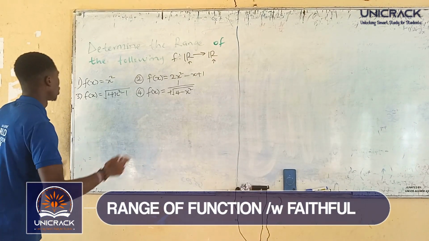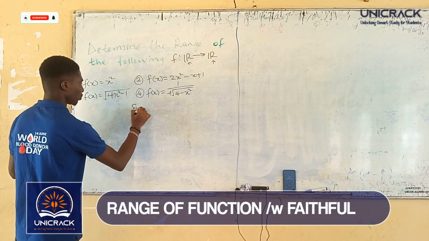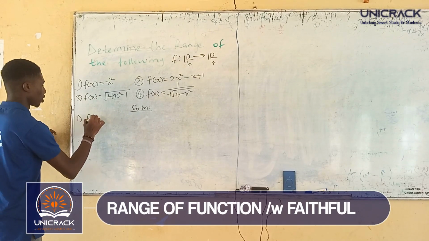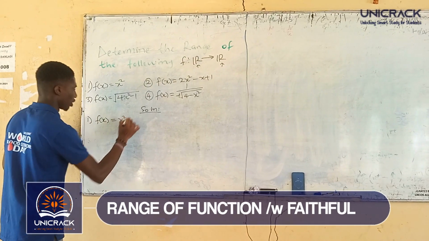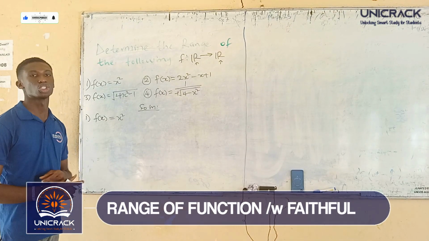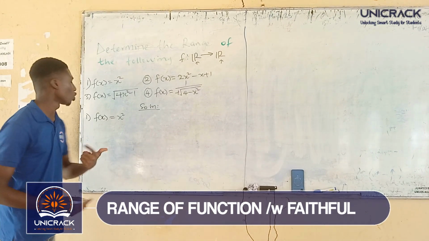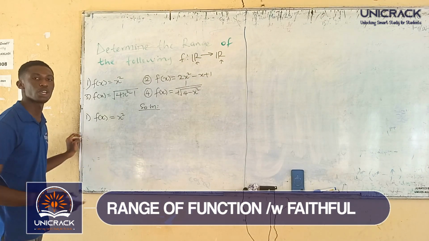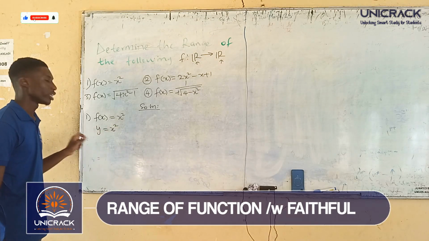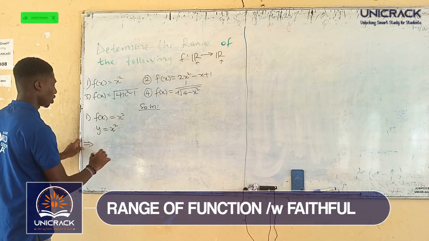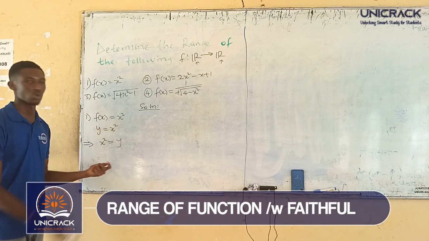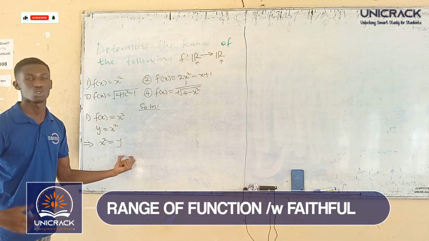So let's do something. Finding the range of the first question. Now, the first one is f of x is equal to x squared. To find the range of this function, we would have to make x the subject of the formula. And how do we do that? We would say f of x, instead of f of x, we'll say y. So we'll say y is equal to what? x squared. Now since we have this, we can now say x squared is equal to y. So they are the same thing. y is equal to x squared is the same thing as me saying x squared is also equal to y.